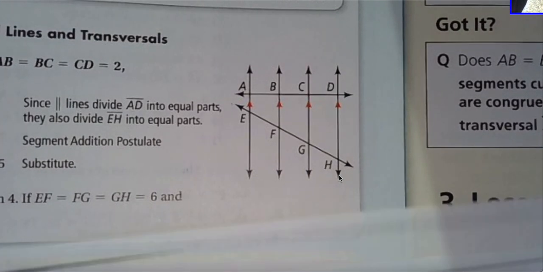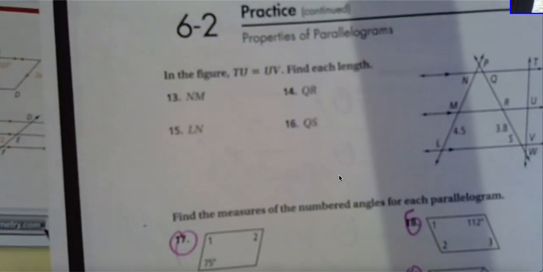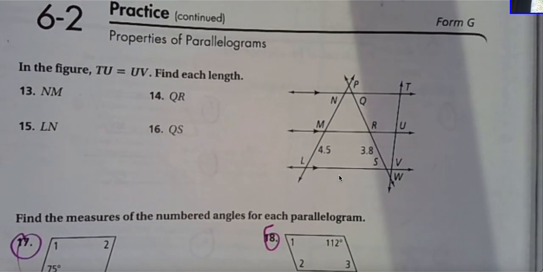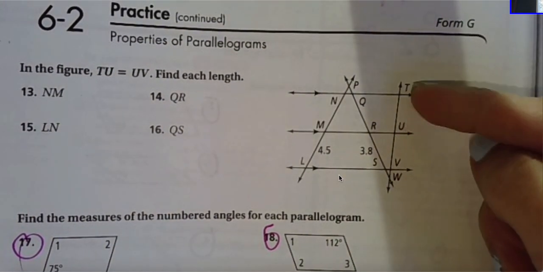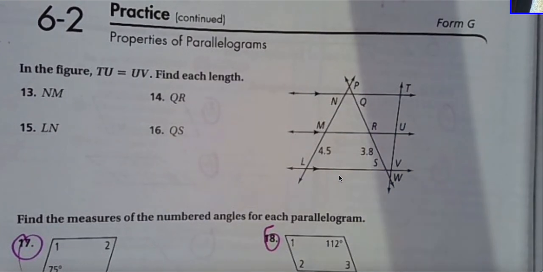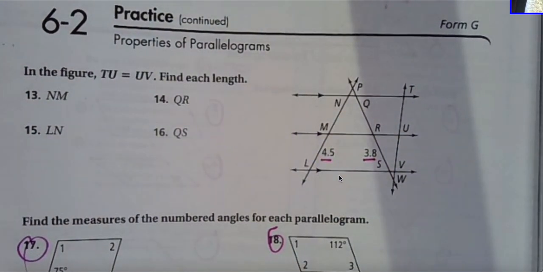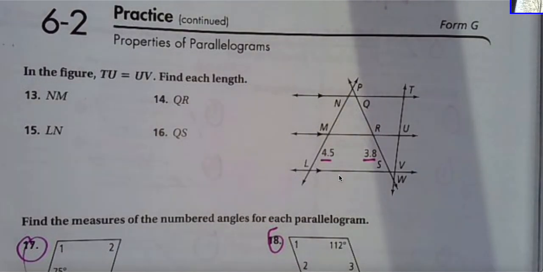So you're going to do 13, 14, and 15, and they just want you to find each length. They say that TU is equal to UV. Well, guess what numbers you're using? These numbers right here. See those two numbers, the 4.5 and the 3.8? That's what you're going to find. Like, what is NM going to be? That's that easy, 4.5. Okay? You're going to do 13, 14, 15, and 16.